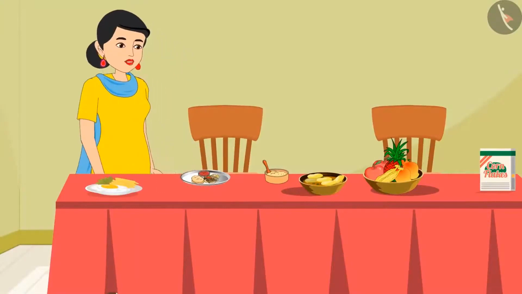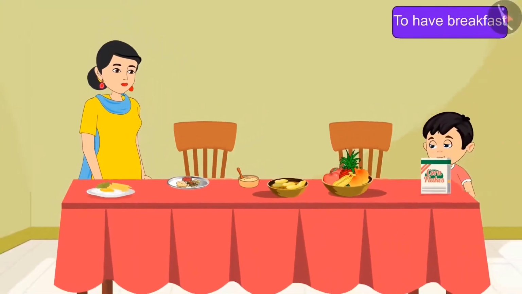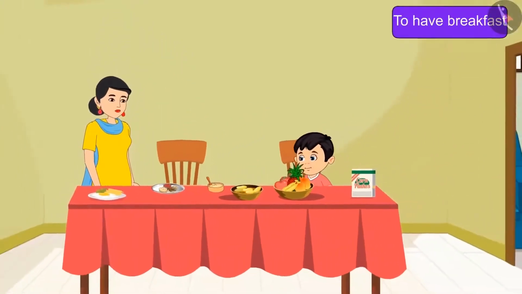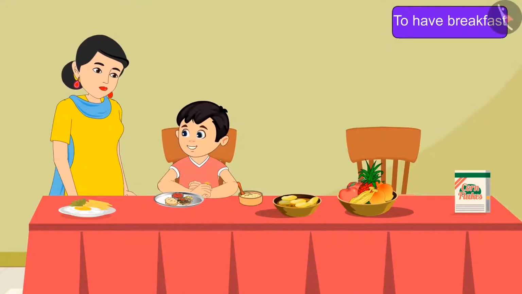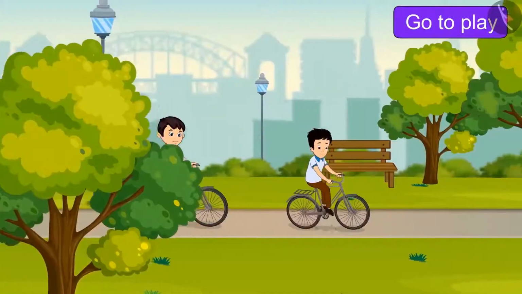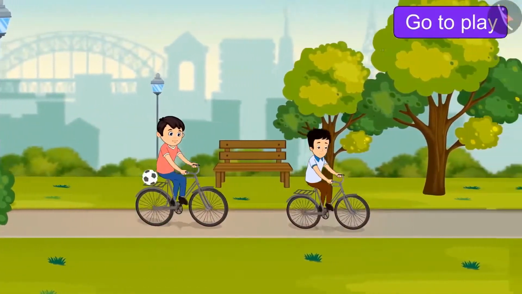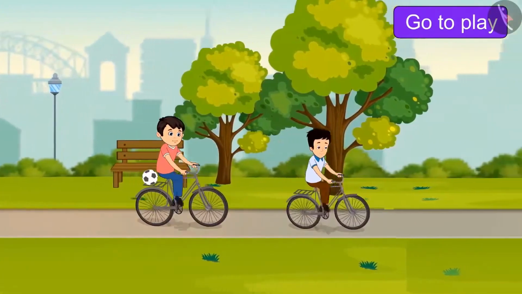Chotu, get ready quickly and come for your breakfast. Chotu comes for breakfast after bathing. Mom, breakfast is very tasty. Chotu eats food comfortably. And then he goes out to play with Sonu.